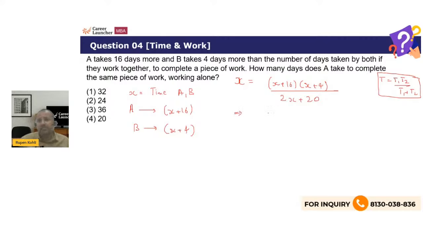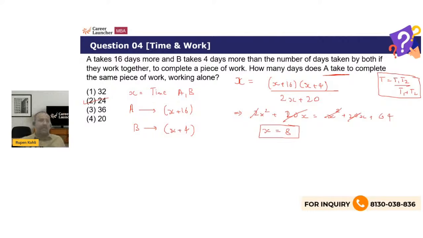Let's see. So cross multiply. We're getting 2x square plus 20x, and this will be x square plus 20x plus 16 into 4, 64. X square cancels and 1x square remains here. 20x also cancels. So I'm simply getting x square is 64. So x is 8 days. And therefore, working together, they take 8 days. And how many days does A take? That is x plus 16, so 16 plus 8, which is 24.